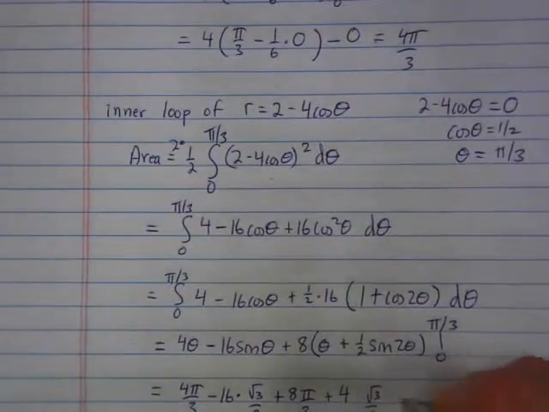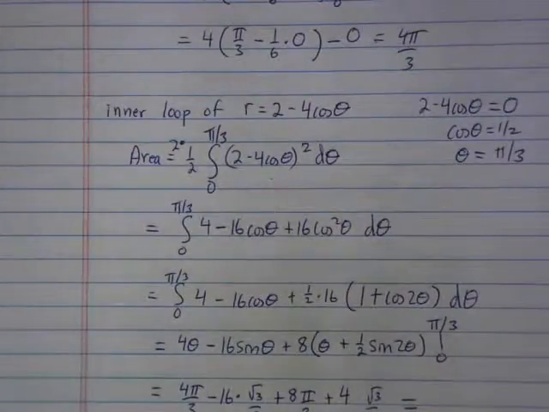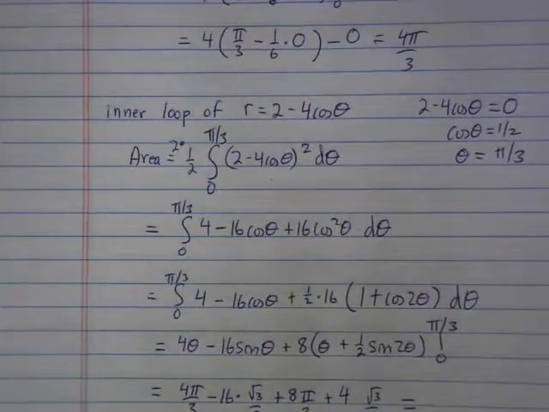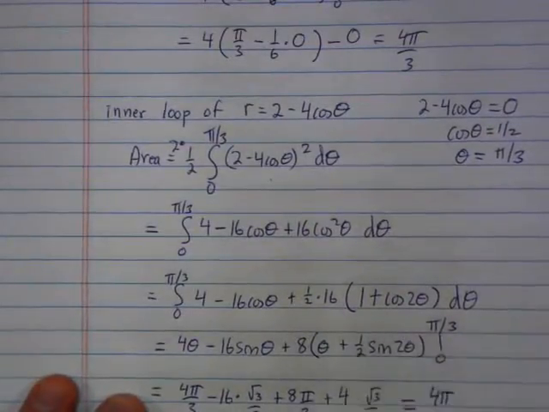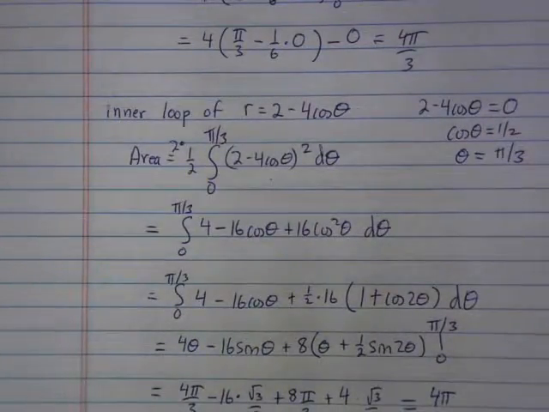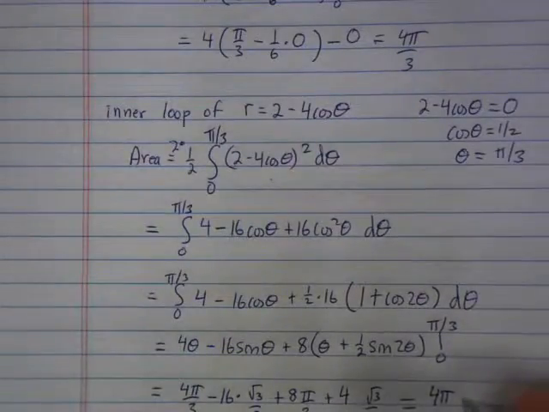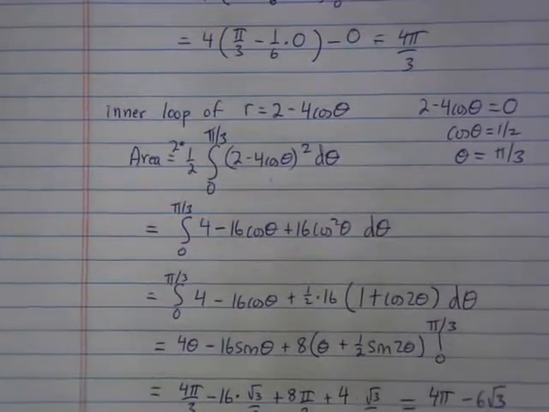So it looks like my final answer is 4 pi over 3 plus 8 pi over 3 is 12 pi over 3, so that's 4 pi. And then I have minus 8 square roots of 3 plus 2 square roots of 3. So that looks like it's minus 6 square roots of 3.